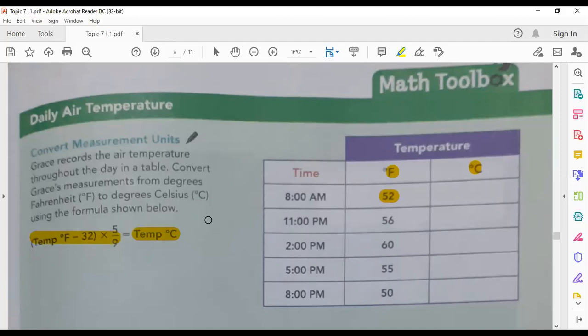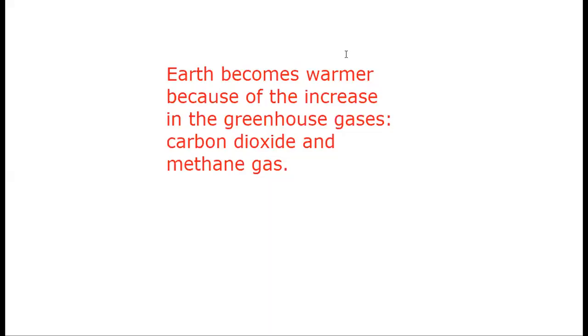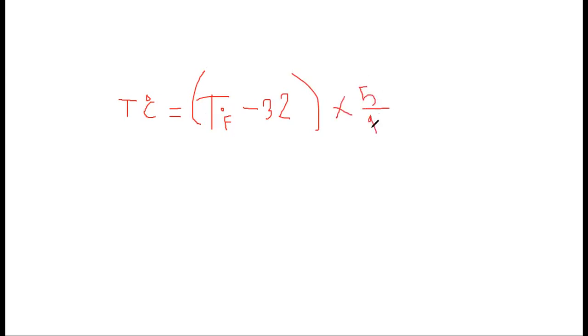Let me solve the first example for you. Look here, please. What is the first temperature? 52. Okay. Wait a minute, please. 52. Look at the formula again. Temperature in degrees Celsius is equal to temperature in Fahrenheit, minus what? 32. Then multiply it with what? 5/9, this fraction.